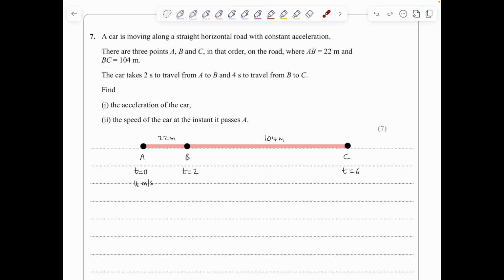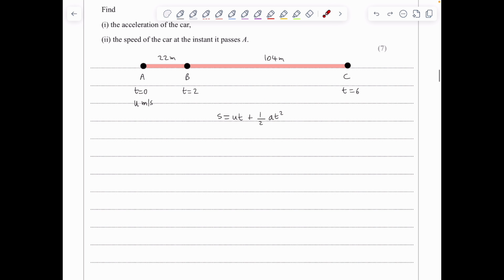So I'll be using s is ut plus a half at squared, and I will start by considering the journey from A to B. We know that the distance covered is 22, and this is equal to 2 times u plus a half times the acceleration, which is unknown, times 2 squared. This gives me 22 is equal to 2u plus 2a. I will divide throughout by 2 to get 11 is equal to u plus a.